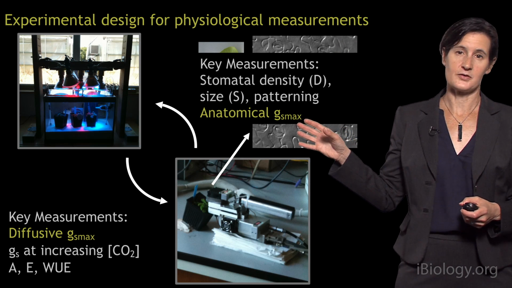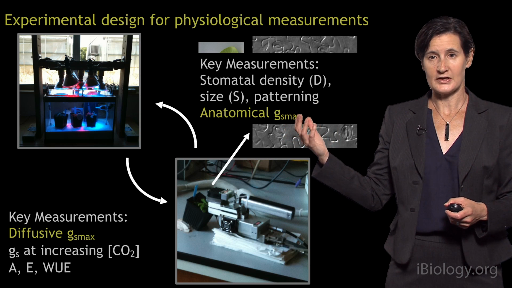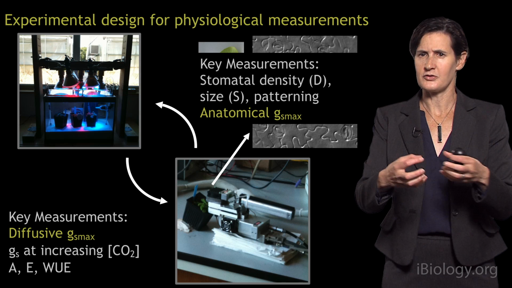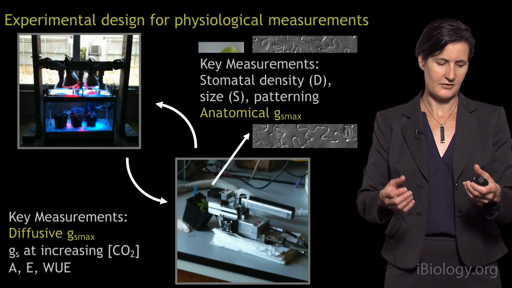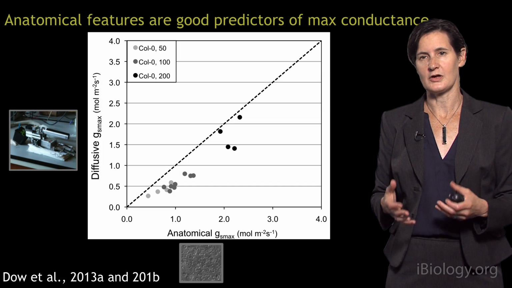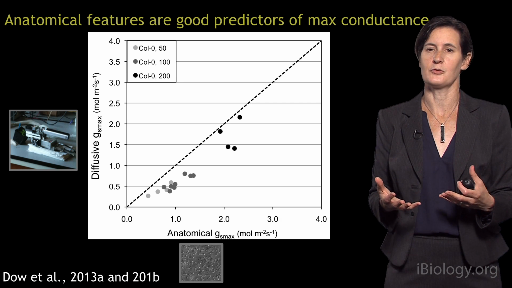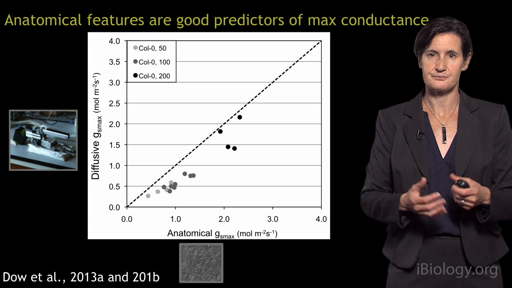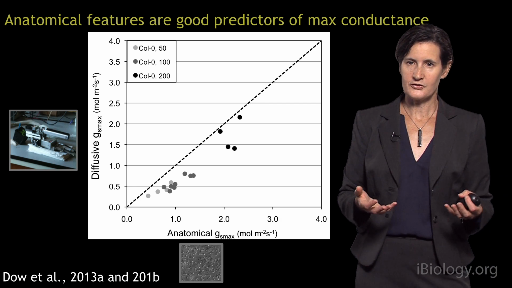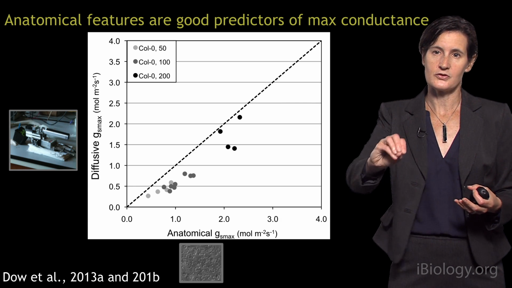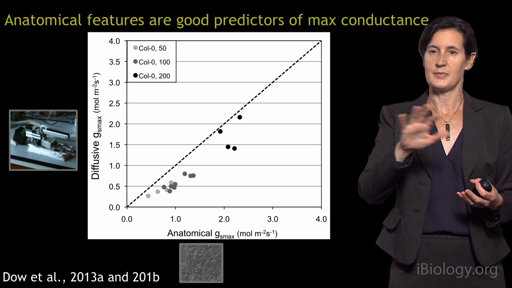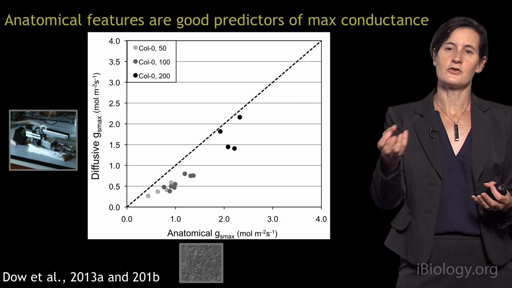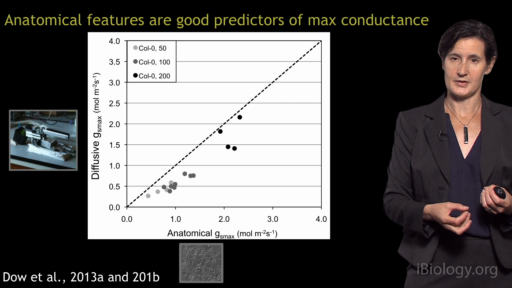So the key things to measure here are stomatal density, so how many stomata per unit area, how big are they, and are they next to each other in the wrong pattern, or are they spaced out? And that's something we call anatomical Gmax, reflecting the fact that we're looking at structure, not function. So one of the first things we want to know is, if we just used these easy to measure things about how big the stomata are and where they are, are they good predictors of the physiology of the plant, how well the plant is functioning?